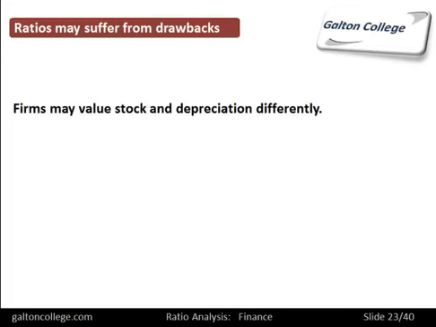Firms may value stock and depreciation differently, so comparisons may not be accurate. Depreciation in one company may be done on the basis of a straight line calculation. In another company it could be reducing balance. Stock could be valued as LIFO in one company and FIFO in another company. Last in, first out, or first in, first out. Or it could be an average of the last in, first out and the first in, first out.